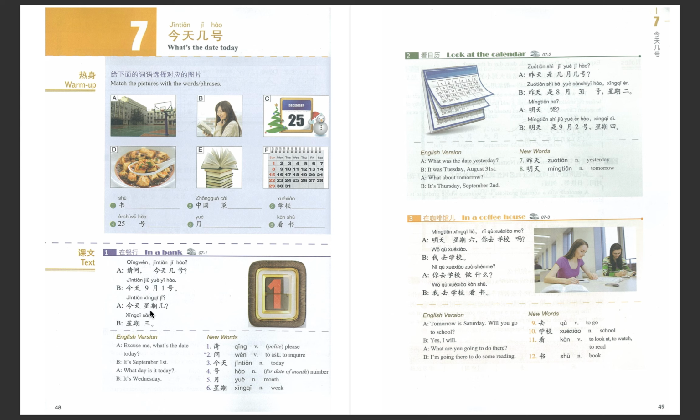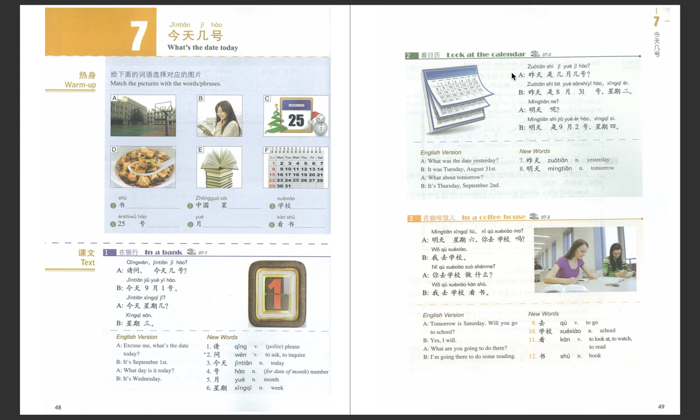今天星期几？今天 today, 星期 week. 星 means stars, 期 period, and 星 plus 期 equals week. I don't know why. 几 how many, how much? So it means what day is today? 星期三, Wednesday, is the third day of a week. If you start to count with Monday as 1, and so on.